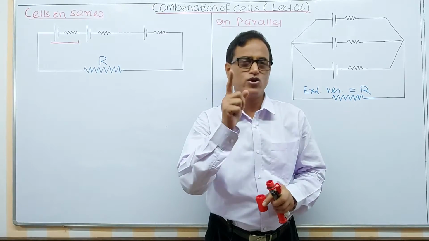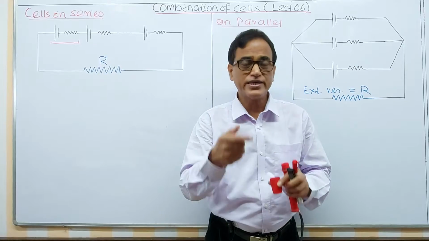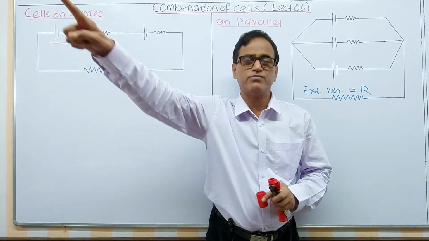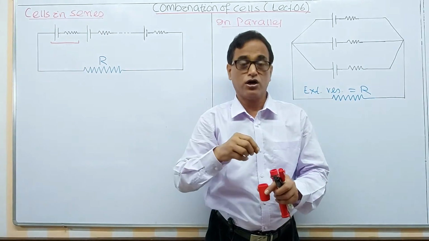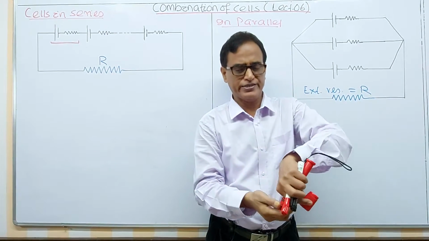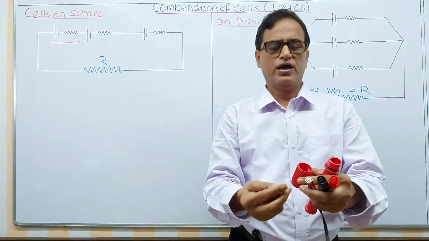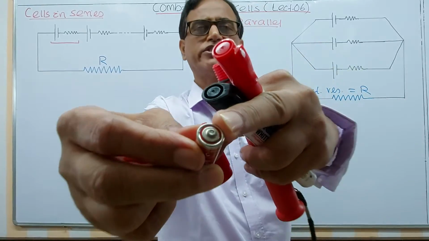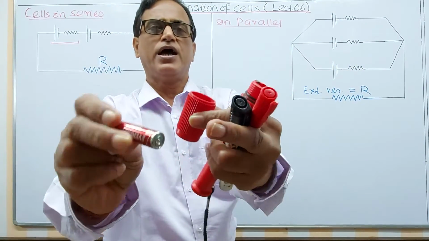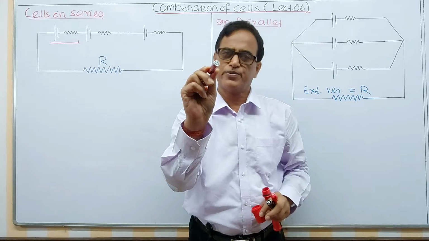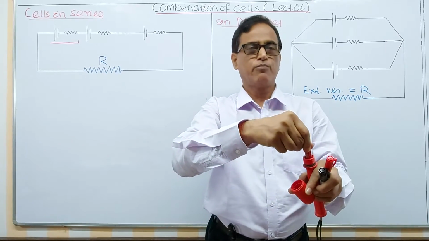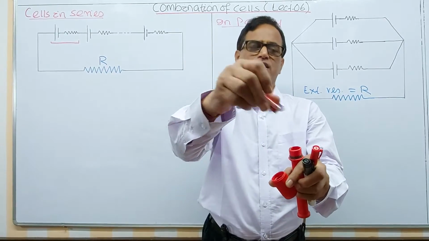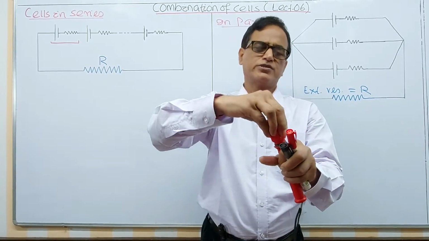In parallel, voltage remains the same. In series, current remains the same, but voltage is divided. That means if you connect a number of cells in series, the total EMF can be increased. Here there are 3 cells. This terminal under consideration, the bulging one, is positive, and this is the negative, and 1.5 volt is the potential difference of this cell. I am connecting plus to minus, and this minus connected to plus, and this minus connected to plus. Now it becomes a series connection.